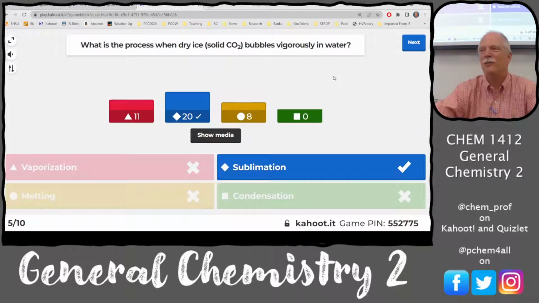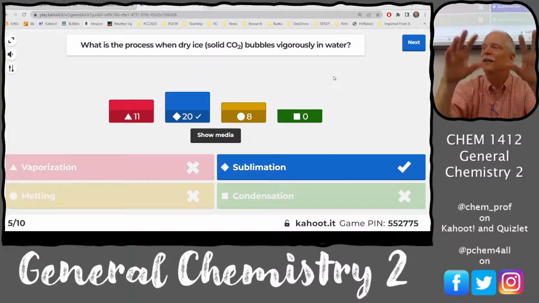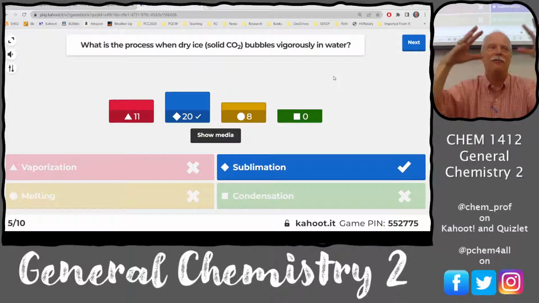All right, so that's sublimation. The CO2 is solid and it's going straight to gas. We put it in water just so we can see it happening. It's cold, so that's why you get all the smoke. The water vapor forms those little micro droplets, which we call fog. And so that's really cool. Has everybody seen that? I need to bring some to class sometime.